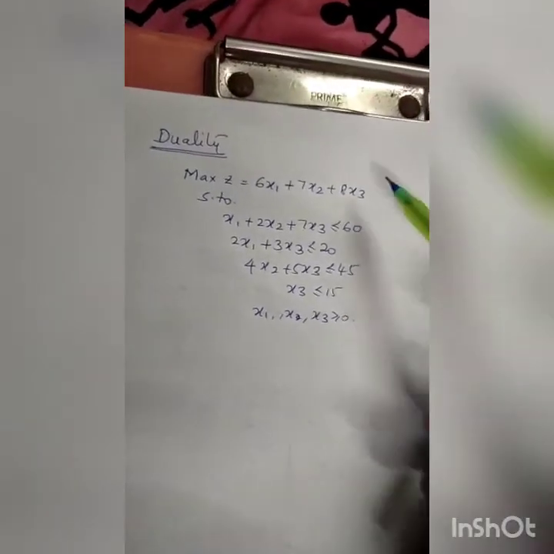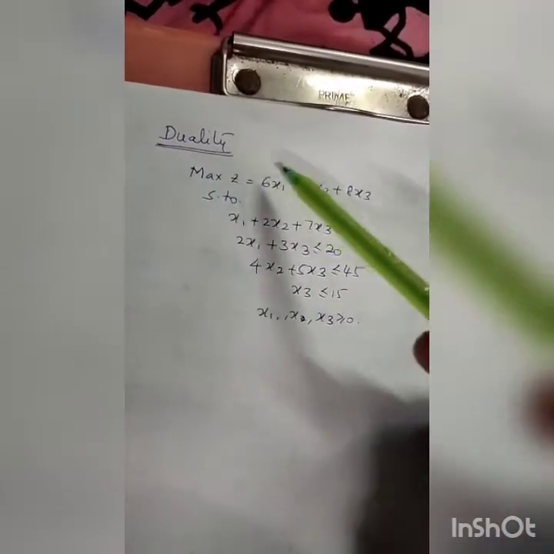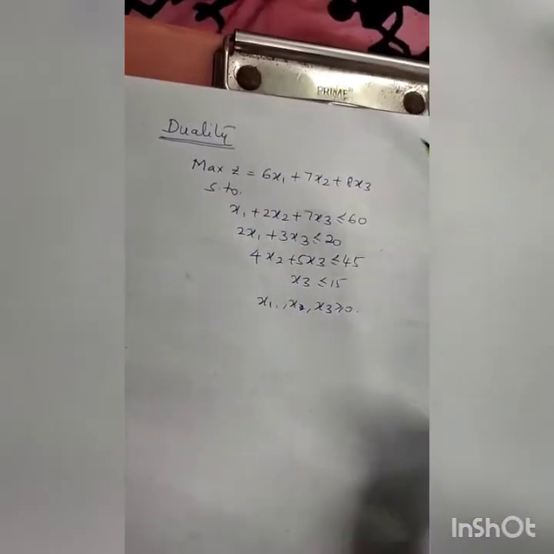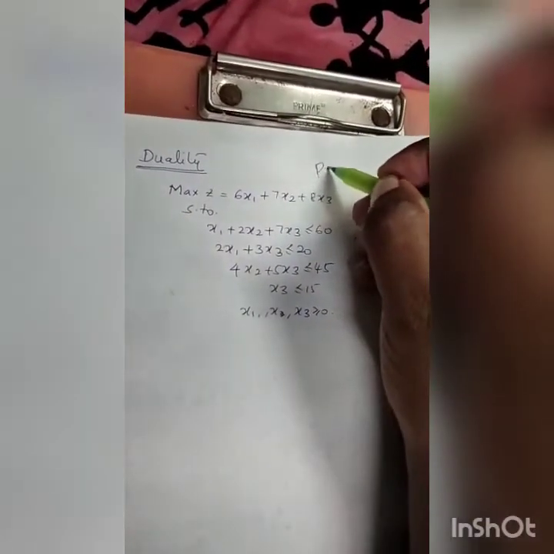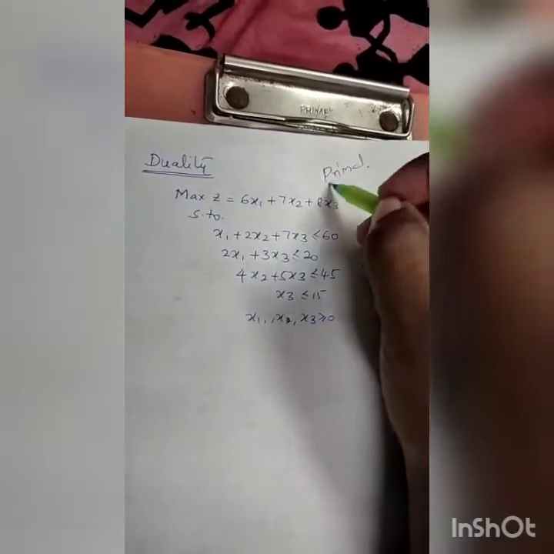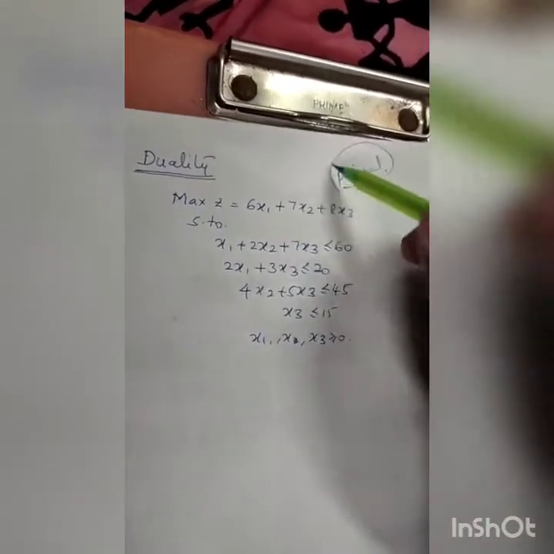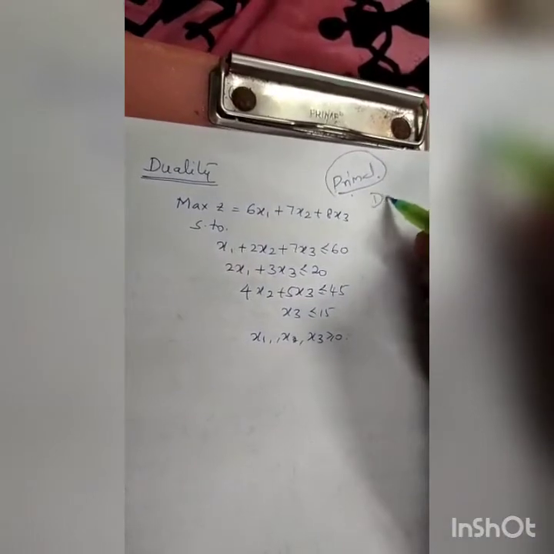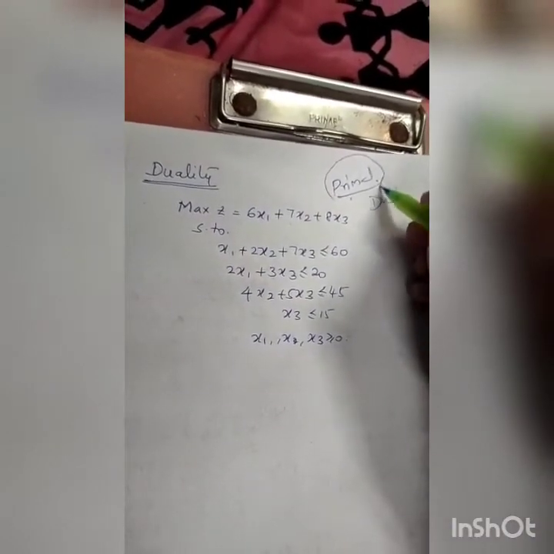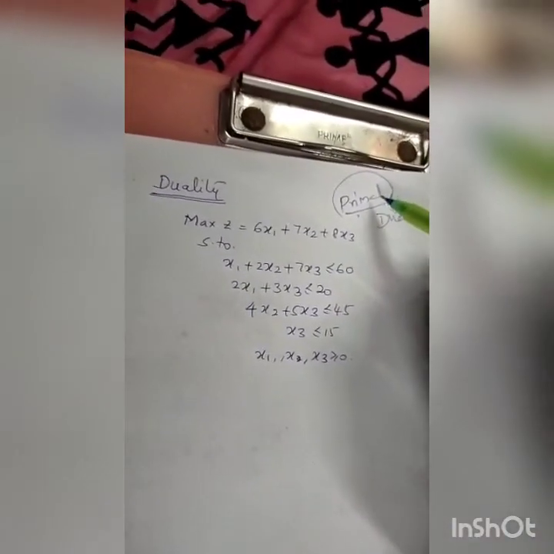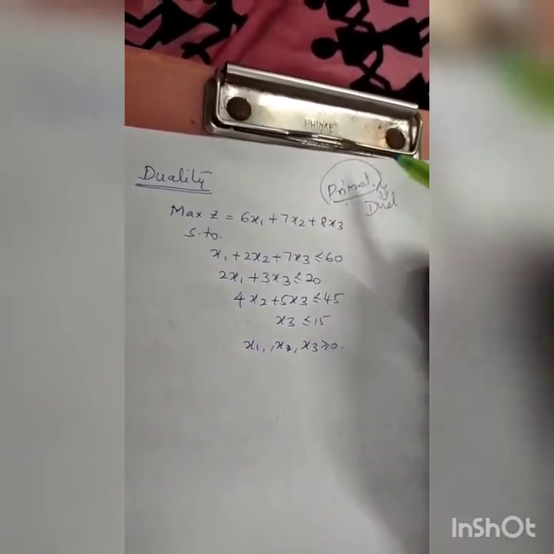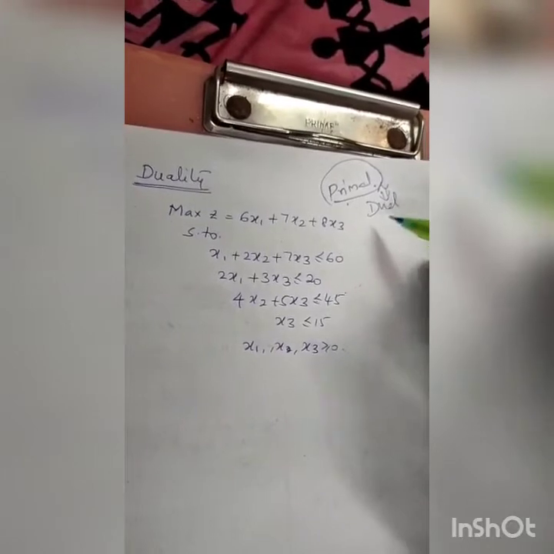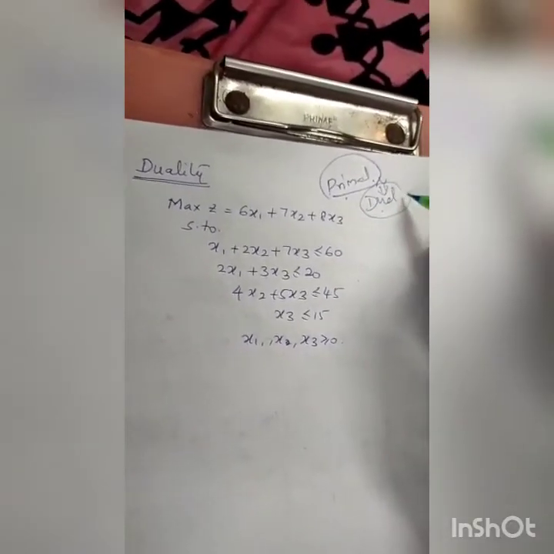Okay, now we'll see duality. This is a problem where we are going to find the dual for this problem. This is called a primal problem, okay? A primal and a dual are mirror images. So if you find the answer for one of them, you can find the answer for the other also.